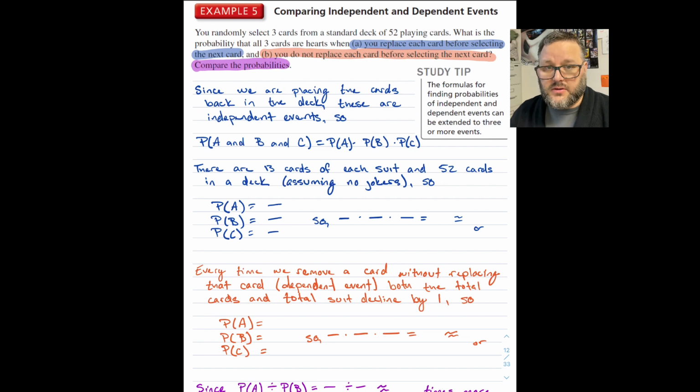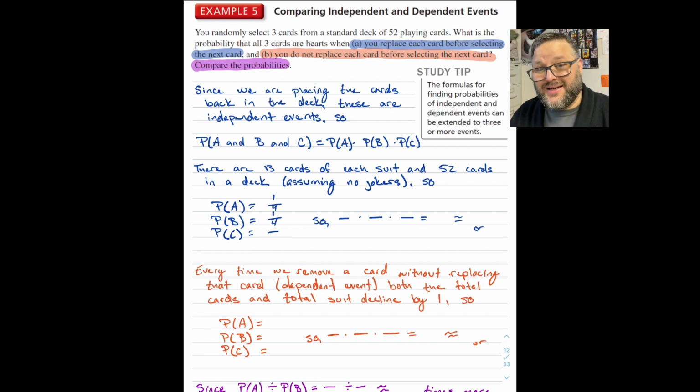We have 13 cards that are hearts. We have 52 total cards in the deck. So we have a 13 out of 52 chance. Well, 13 over 52 simplifies to 1/4 because it takes 4 groups of 13 to get to 52. So that's what I'm going to use here, 1/4. Now, we put that card back in the deck, so we still have 13 hearts in the deck, and we still have 52 total cards, so the probability of pulling another heart is 1/4.